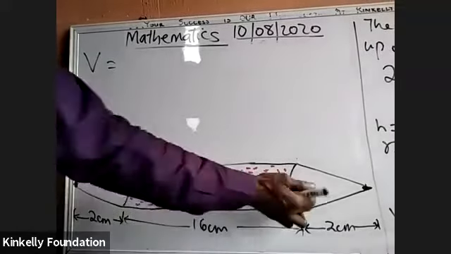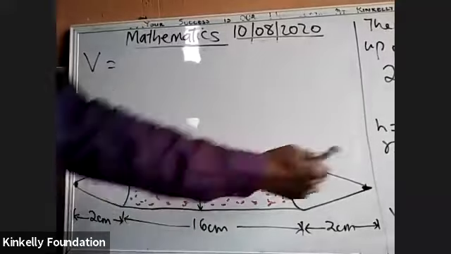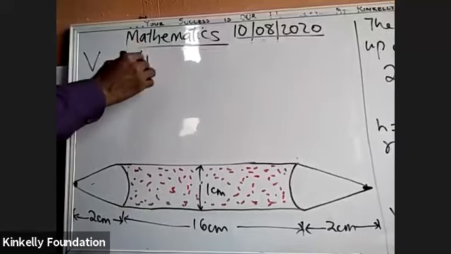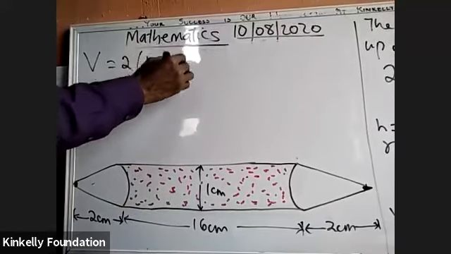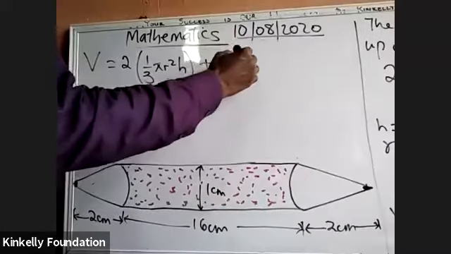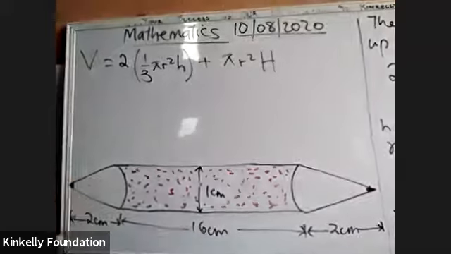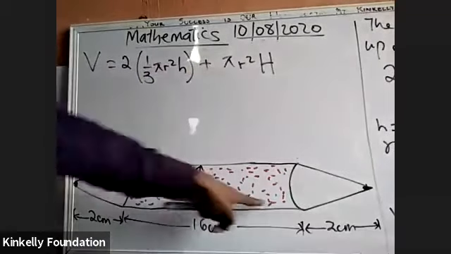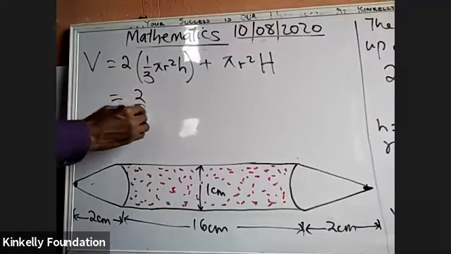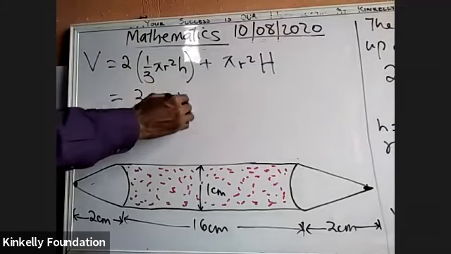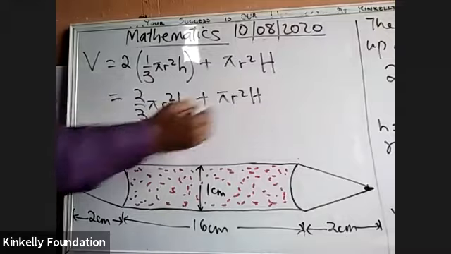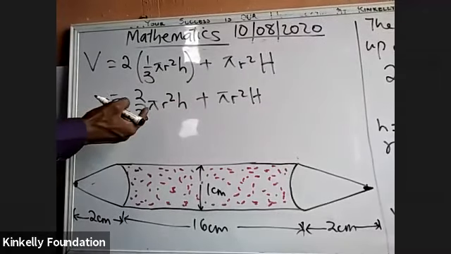Of these two cones plus the volume of this one to give us the volume of this shape. So volume of two cones, 2 of 1/3 pi r square h, plus pi r square h. Remember that the height of this is bigger than that of the two-pointed shape. So this is 2/3 pi r square h plus what? Pi r square h.